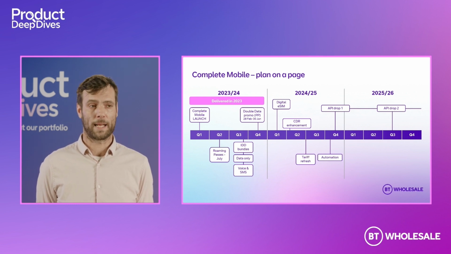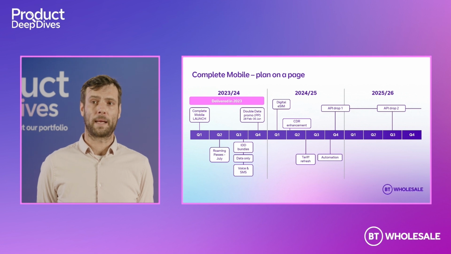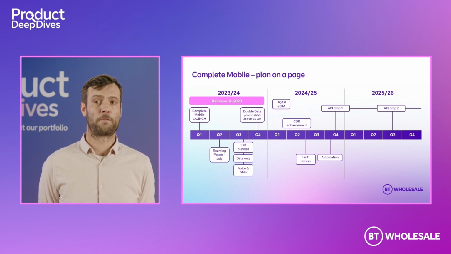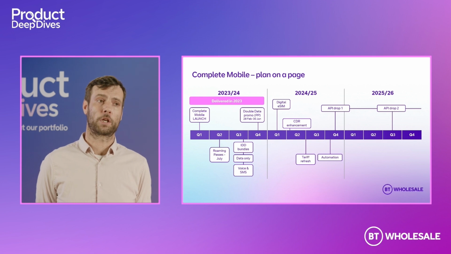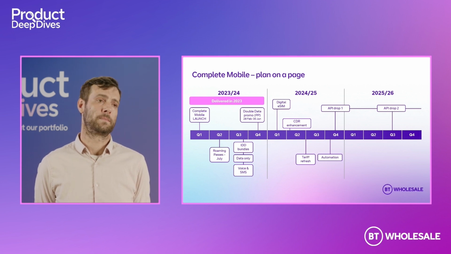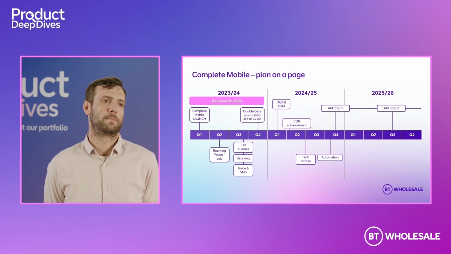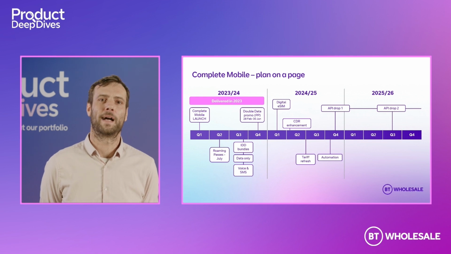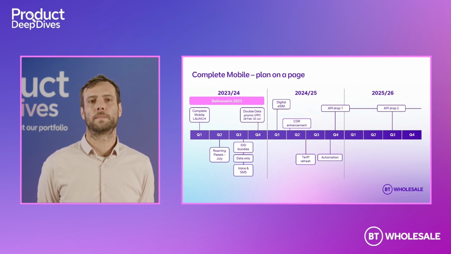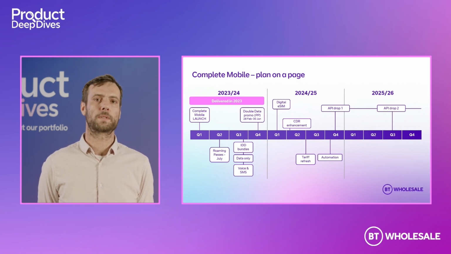Those CDR enhancements for the roaming passes being added, they'll be there by the end of Q1. We'll have a further tariff update by the end of Q2 going into Q3. And then the fun really starts. Automation in Mobile Manager and the API drops. As you can see, we'll have a multi-drop system using our agile methodology.